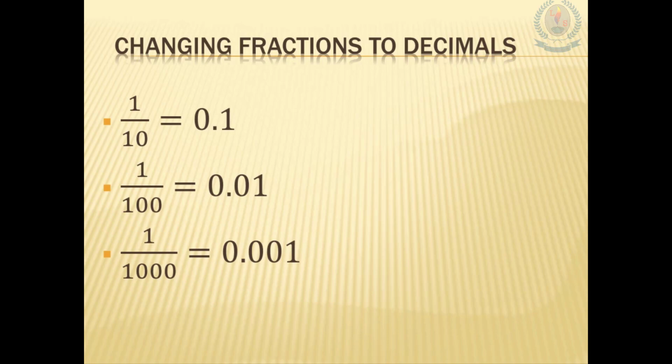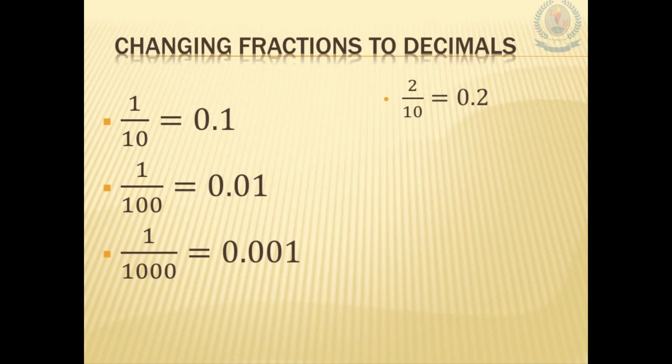Changing fractions to decimal. You know 1/10th is equal to 0.1. 1/100th is equal to 0.01. 1/1000th is equal to 0.001. By using these three, you can write the answers for the other questions.